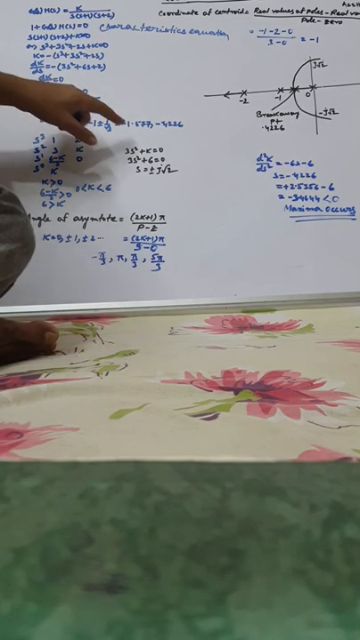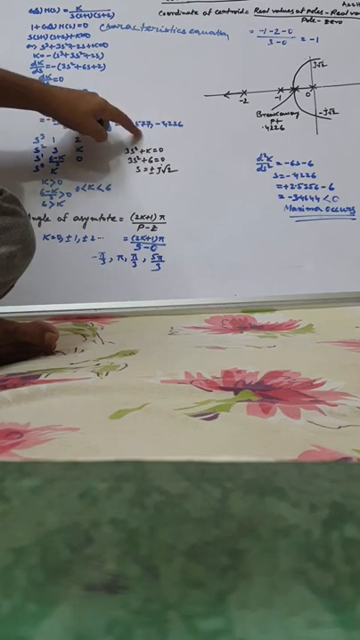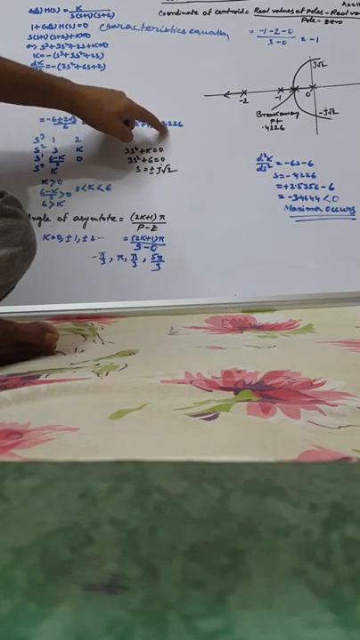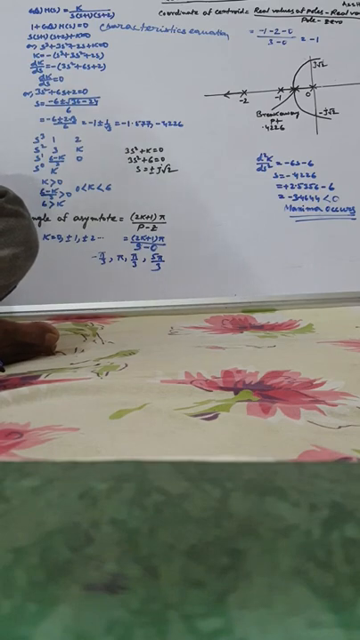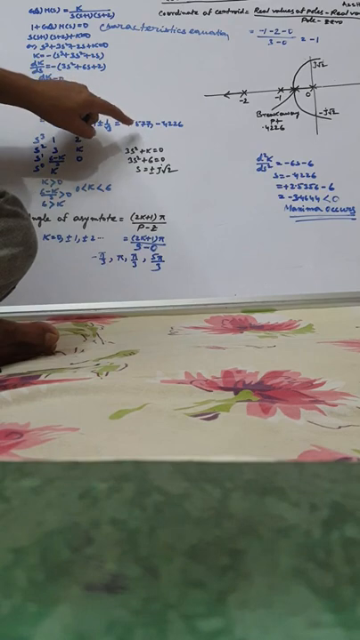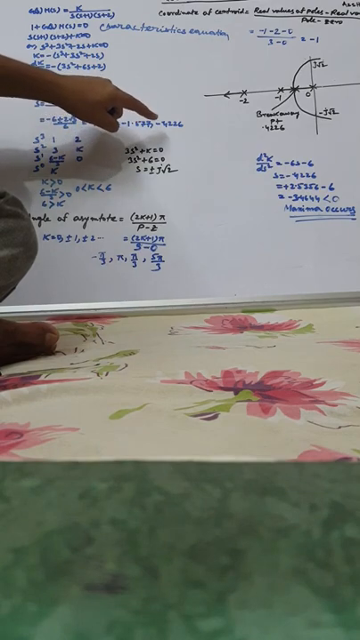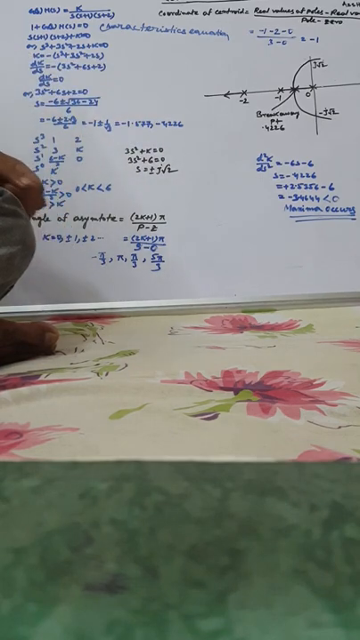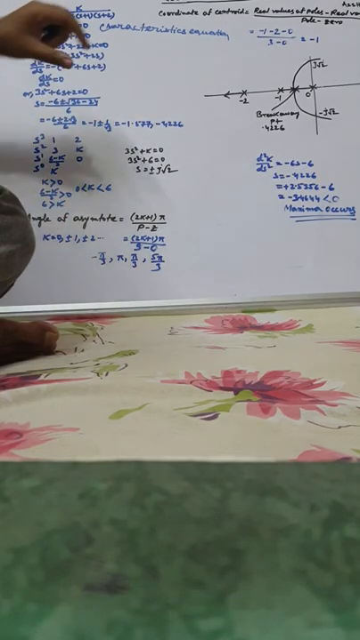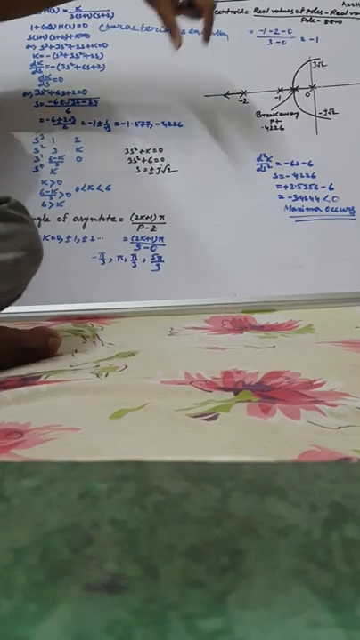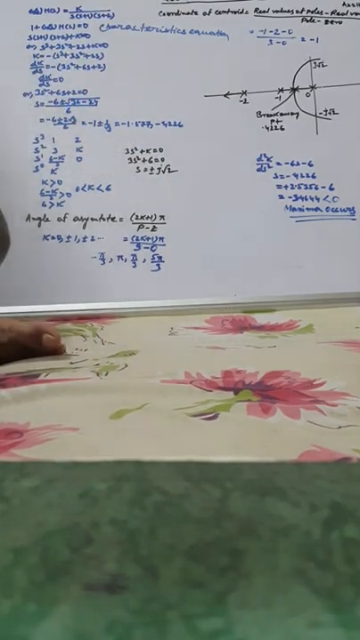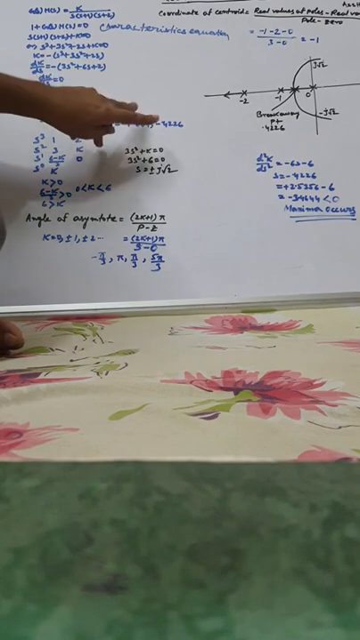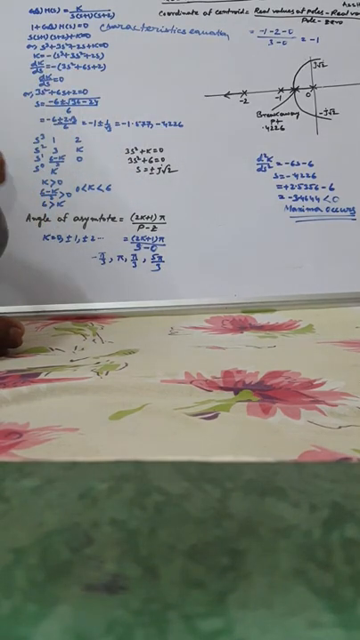So s has two values, s equal to minus 1.577 and s equal to minus 0.4226. So these are the two points, and from these two points you will have to find out which one is the breakaway point.